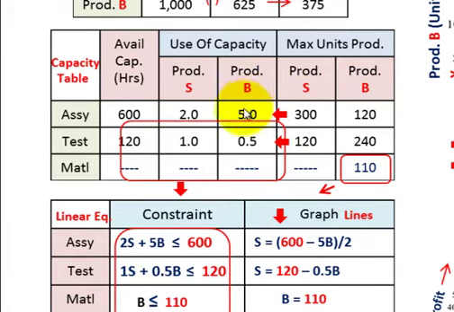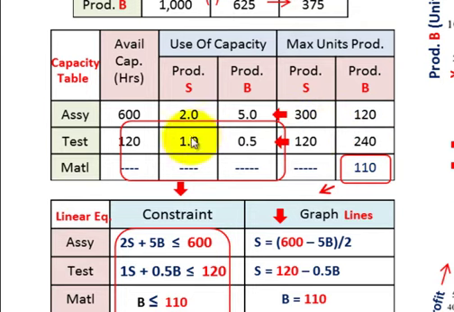And then for product B, it takes 5 hours per unit for assembly. Divide 5 into 600 hours, and we get a maximum of 120 units for product B. That's assuming we don't produce any of product S. And then same thing for our testing operation. Product S takes 1 hour, and divide that into available capacity of 120 hours, and you come up with a maximum of 120 units for product S. And for product B, it takes a half hour of test time. Available hours 120, divide that out, and the maximum units you can produce is 240, assuming you don't produce any of product S.